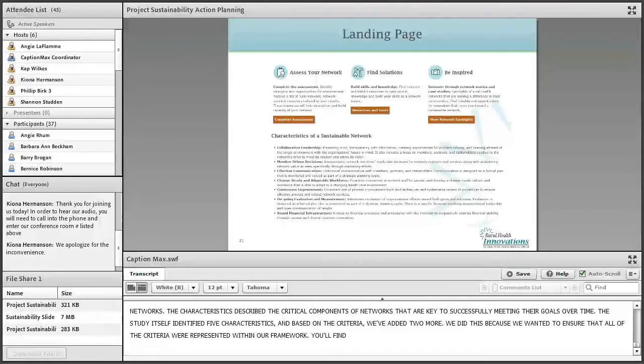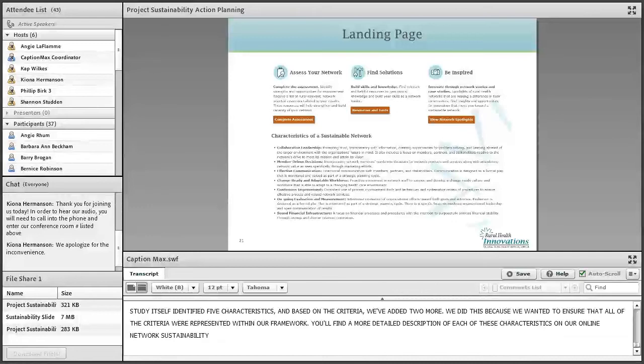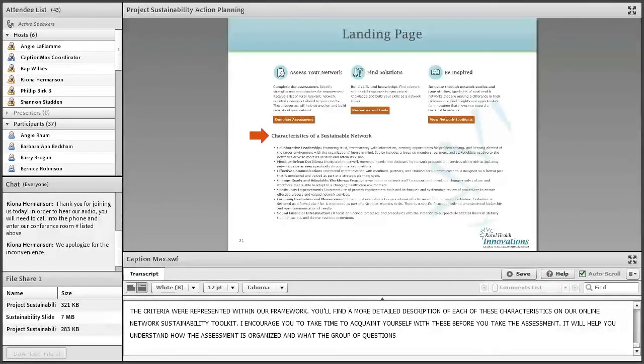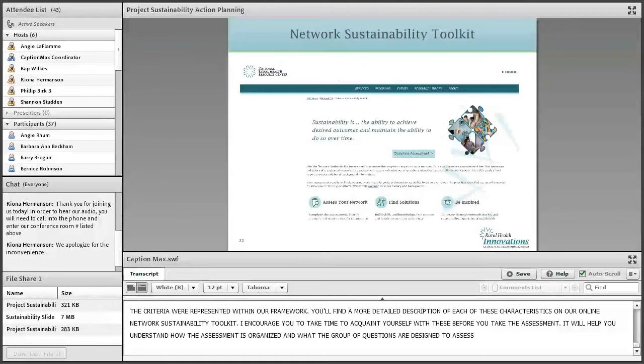You'll find a more detailed description of each of these characteristics on our online Network Sustainability Toolkit. I encourage you to take time to acquaint yourself with these before you take the assessment. It will help you understand how the assessment is organized and what the group of questions are designed to assess.